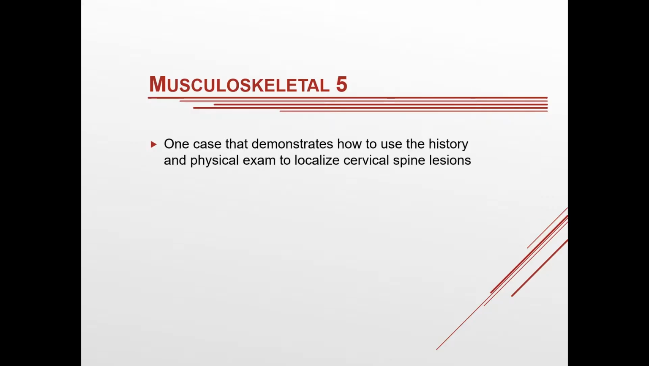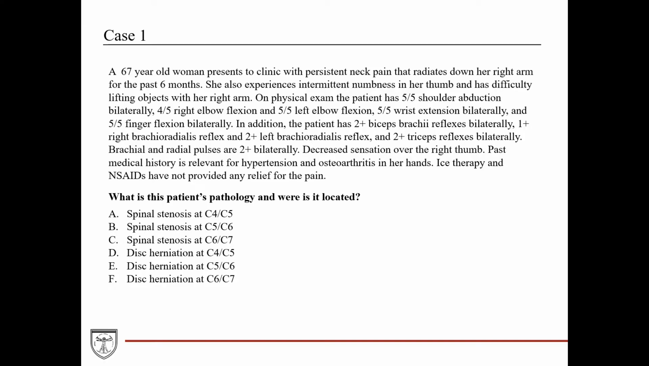Alright, so this week we're going to go over a case that demonstrates how to use the history and physical exam to localize cervical spine lesions, and we'll also go over some cervical spine anatomy to help with that process. The way this works is there's a clinical scenario with a board-style question at the end of it. Before we jump in and answer the question, we're first going to go through the case, point out the relevant clinical findings, and then go through the relevant anatomy, and then use that to answer the question.